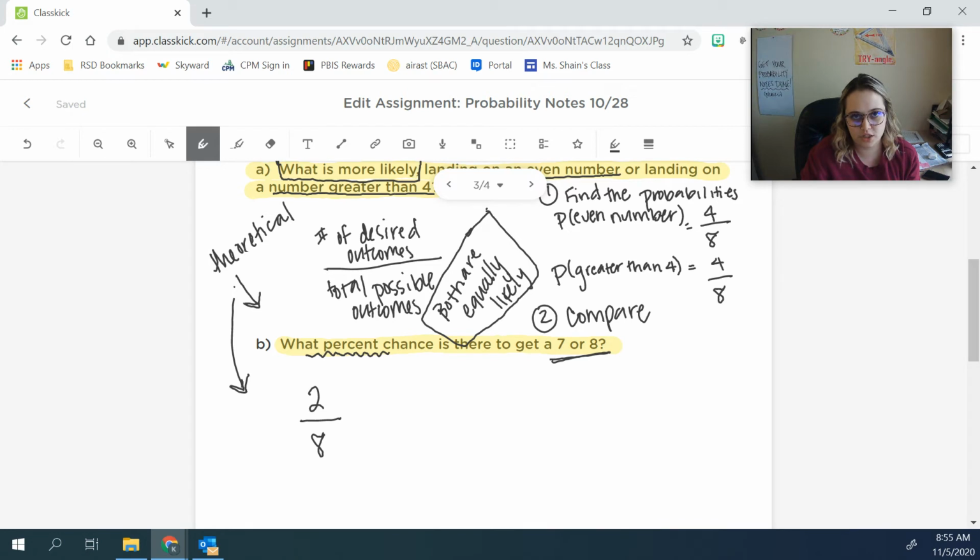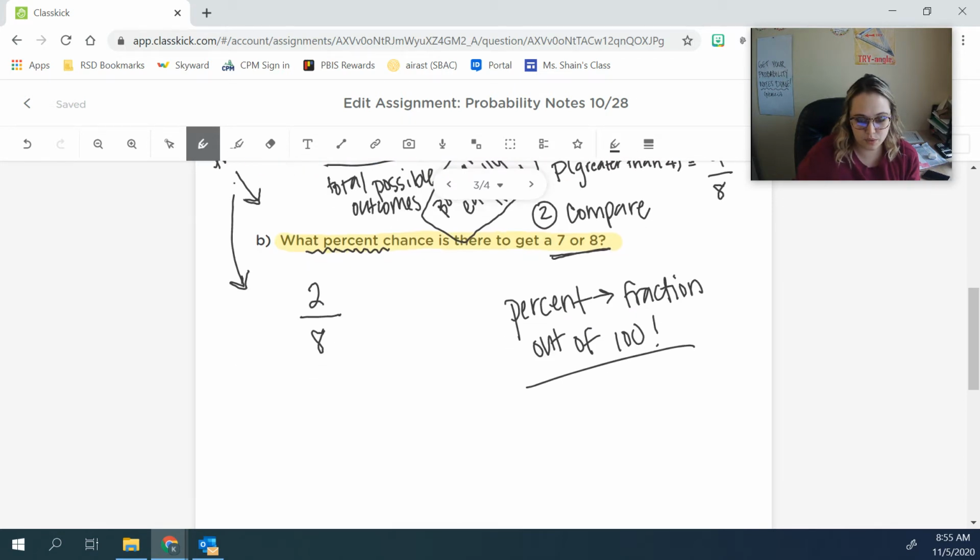Remember, to turn a fraction into a percent, we need to get a fraction out of 100. Now, 8 does not go into 100 evenly, but I can actually simplify this fraction. If I divide the top and the bottom by 2, I get 1 over 4. Okay, so 2/8 is equivalent to 1/4.